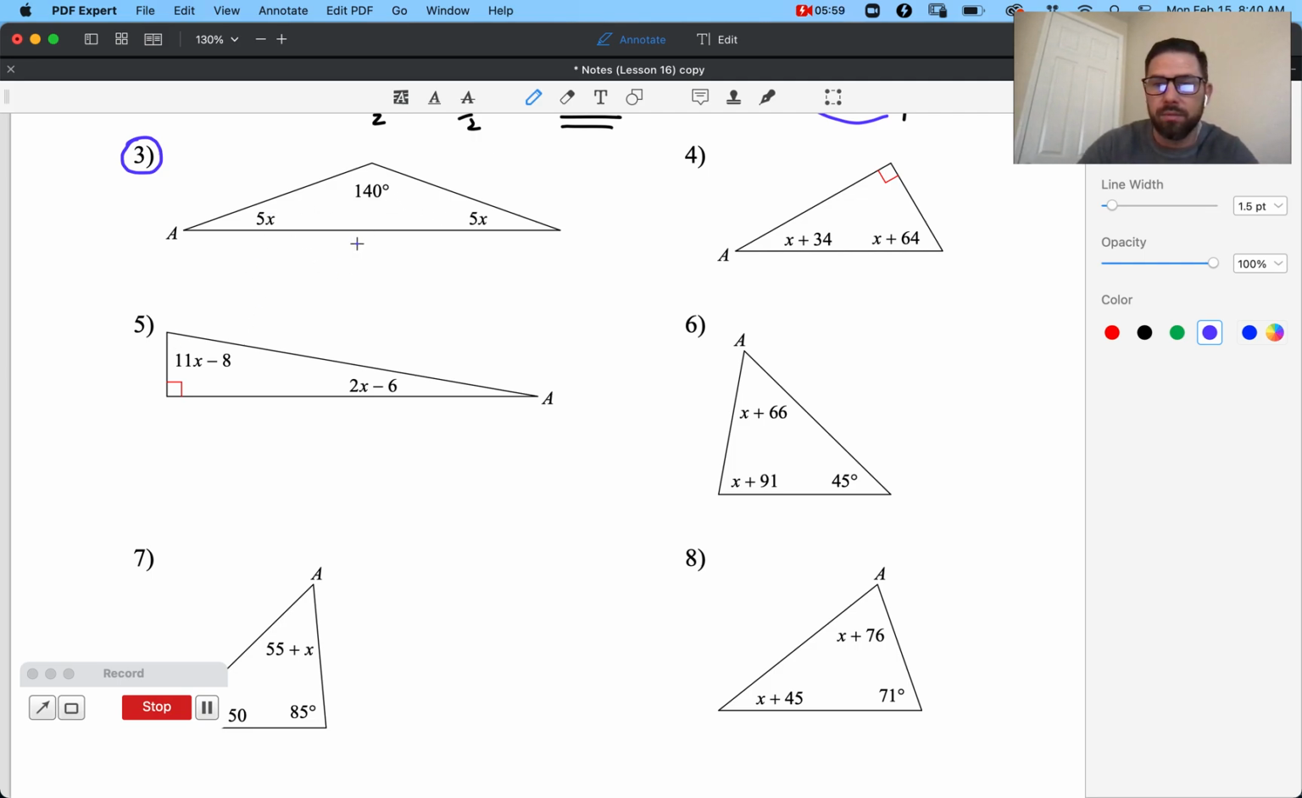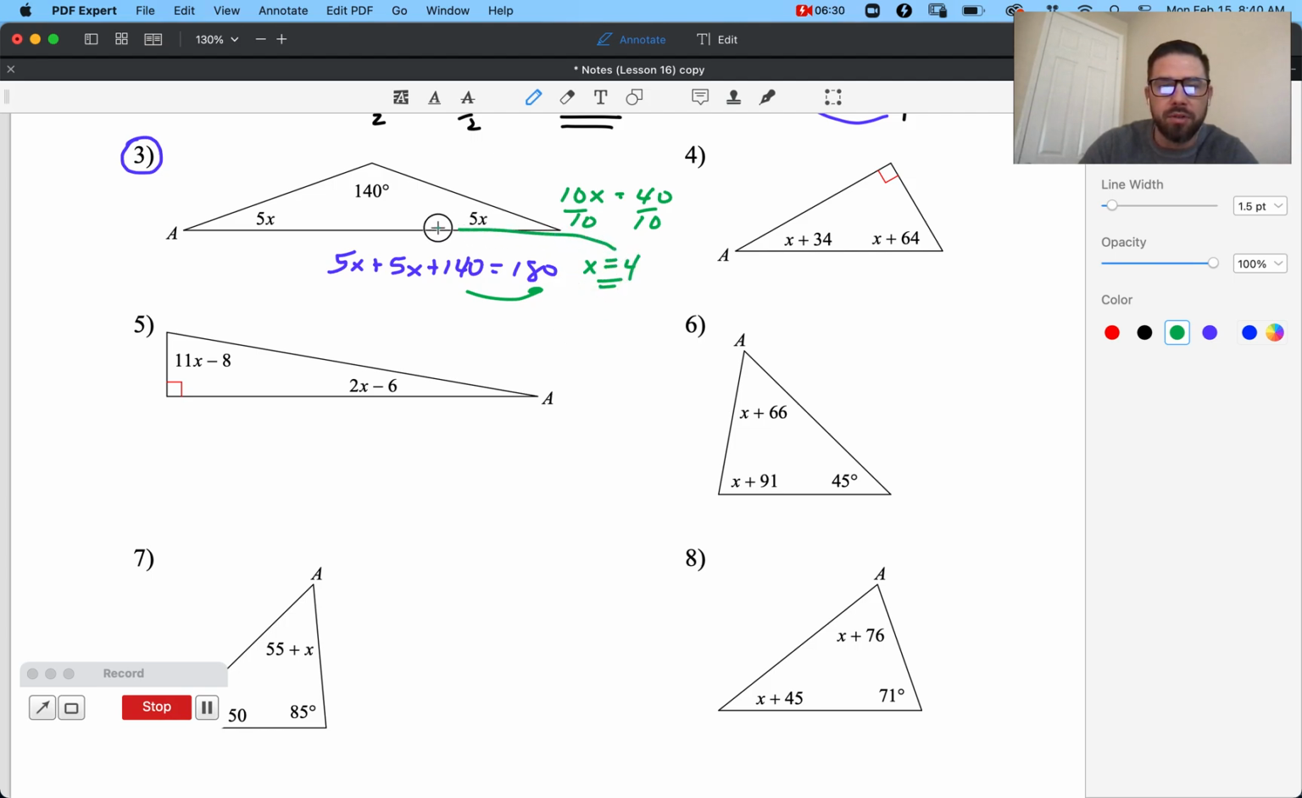This one is pretty simple. It's so fast and straightforward because let's add them up. 5x plus 5x plus 140 equals 180. What's easy about this one is, hey, subtract that to the other side, and what's 5x plus 5x? It's just 10x, right? 10x equals 40. Divide by 10, x equals 4. So this one's quick, I love it.